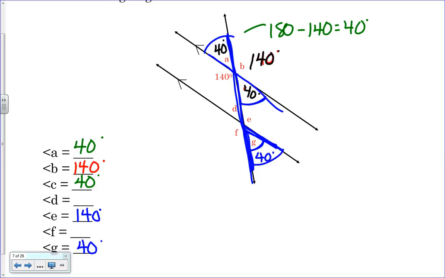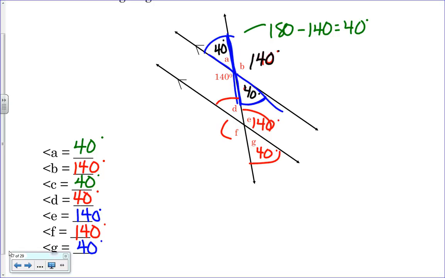So there's lots and lots of options that you can use here, and they all should give you the same answer. So we know that this is 140, we know that this is 40, and then guys, nice and easy, we can just use opposite angles again. So we know right away F and E are opposite, so I know F is going to be 140. And D and G are opposite, so we know that that is also going to be 40 degrees.